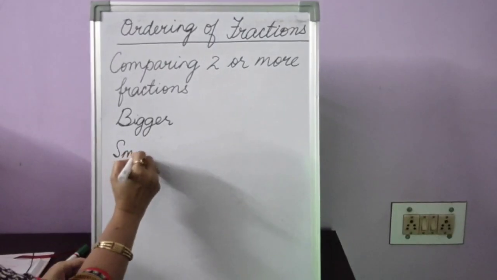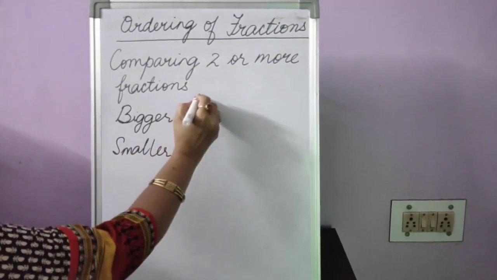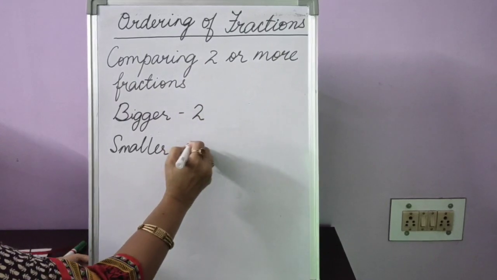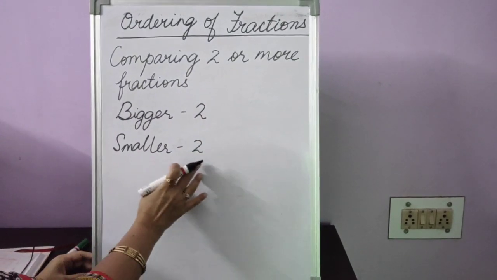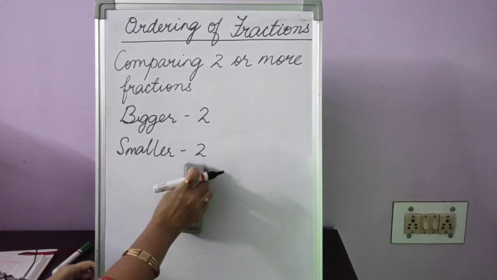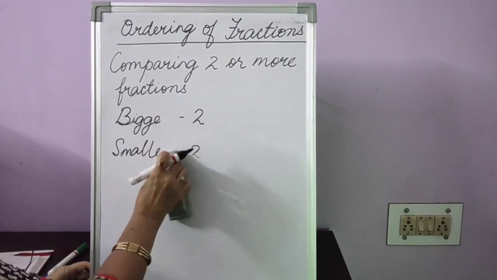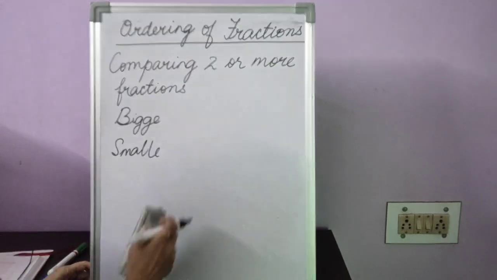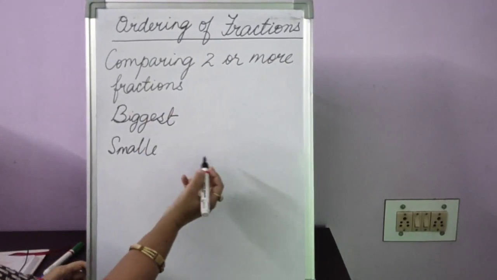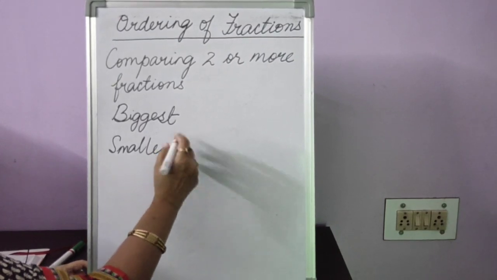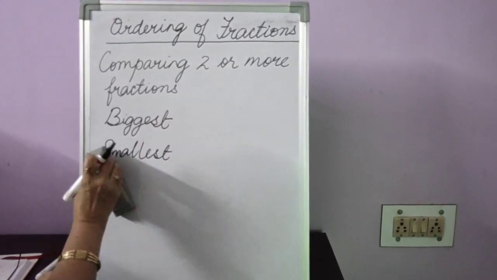the smaller fraction. When two fractions are given to us, we can easily find out which is the bigger fraction among the two fractions or which is the smaller fraction among the two fractions. And when we have more than two fractions, that means 3 and more, then we can find out which is the biggest fraction among all of them and which is the smallest fraction among all of them.